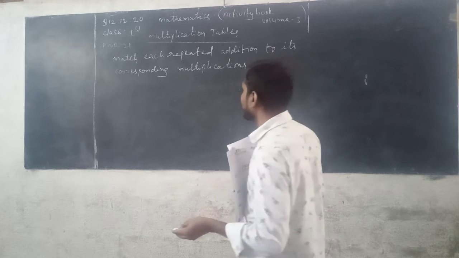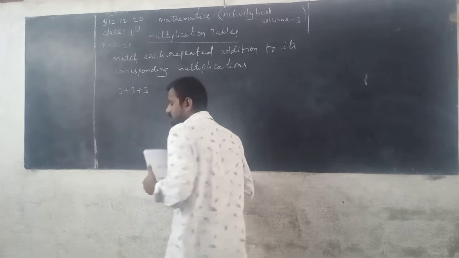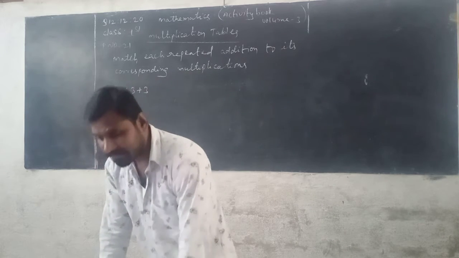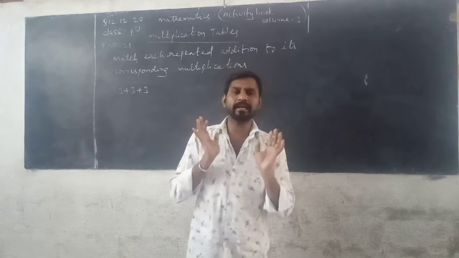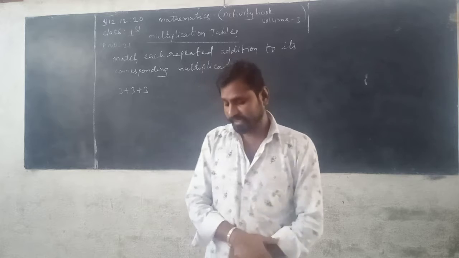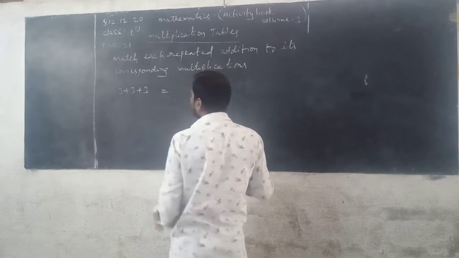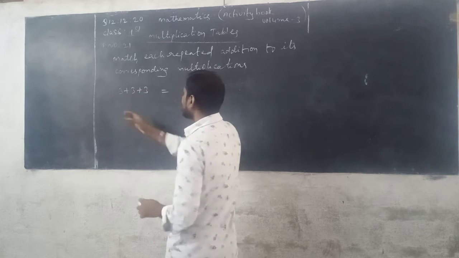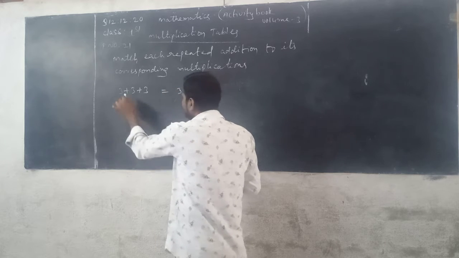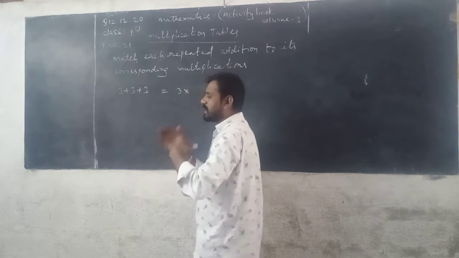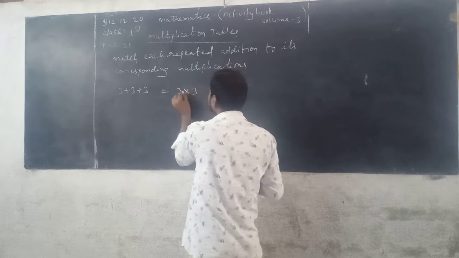First, I can explain 3 plus 3 plus 3. See here, already I told you what is meant by multiplication. Multiplication is nothing but repeated addition. So in each case one has to see: 3 plus 3 plus 3. 3 is added how many times? 1, 2, 3 times. Then you can write 3 threes are 9.